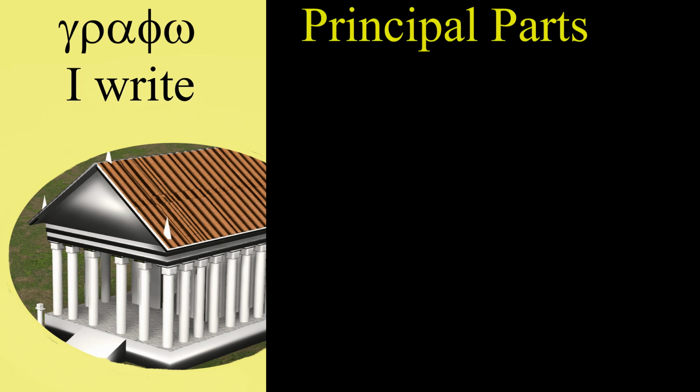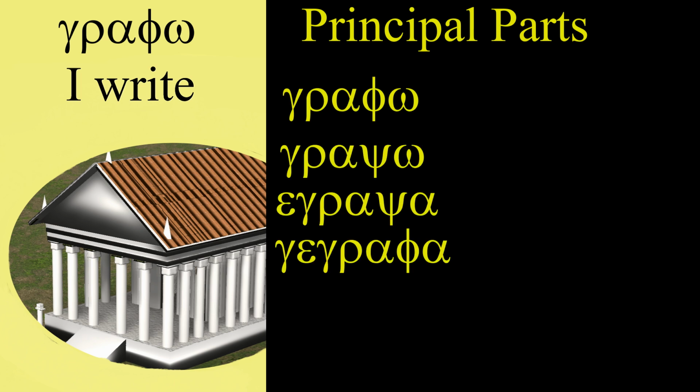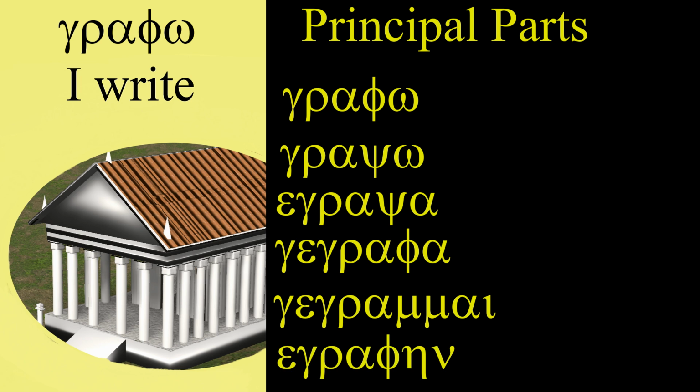We will look at the ancient Greek verb grapho, meaning I write, going through the principal parts and conjugating the verb in the present tense. We will start with the principal parts. Grapho, grapso, grapsa, grapha, grame, graphin.